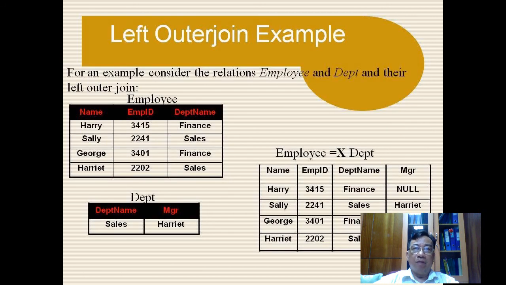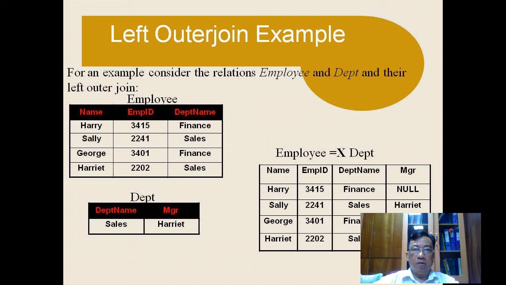I give you an example about left outer join. For example, you see you have an employee relation and a department relation. In employee here you have Harry, Sally, George, and Harriet. And in department you have sales only. And the result of the left outer join of employee and department is the set of all combinations of tuples in employee and department that are equal on their common attributes. In this case, the common attribute is the department name, in addition to tuples in employee that have no matching tuple in department.